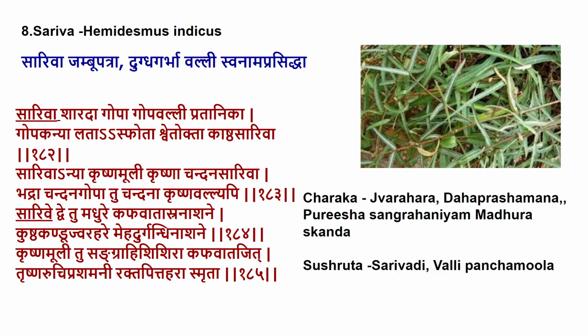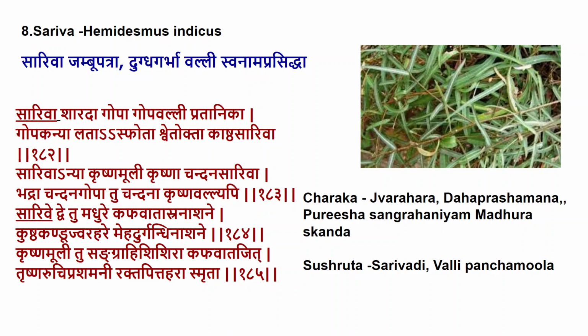There are two varieties. One is Krishnamuli, where the roots are black in color, and the other is the common one, where the color could be whitish or grayish. So again, you will have a problem like which of the Sariva has to be used in this context. Hemidesmus indicus has a grayish colored root, not the black colored root. Now, the qualities of Sariva, both the Sarivas, according to Nighantu, is Madhure, Kaphavata Sranashine. They are Madhura Rasa and Kapha, Pitta, Rakta, Vyadhi Hara.